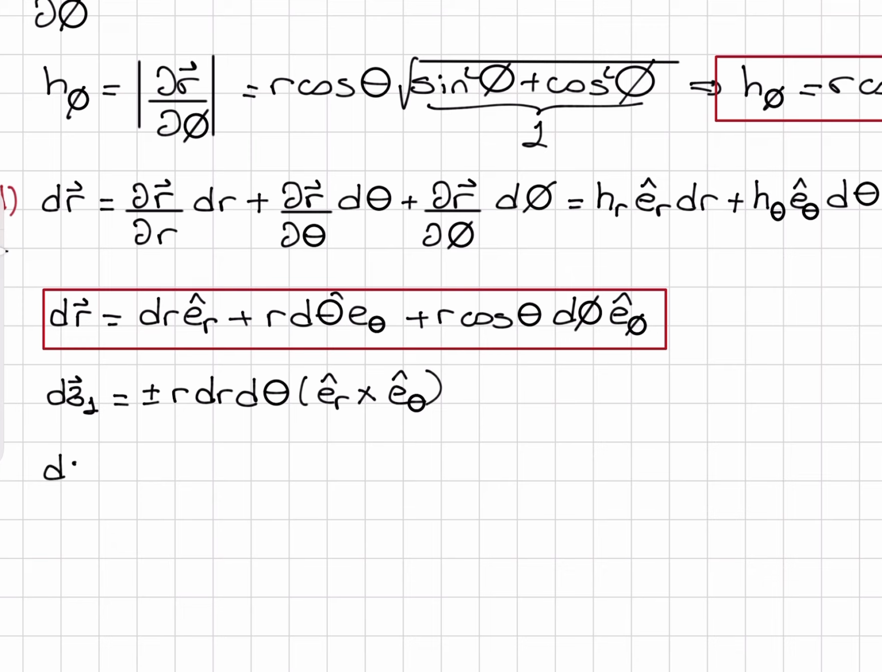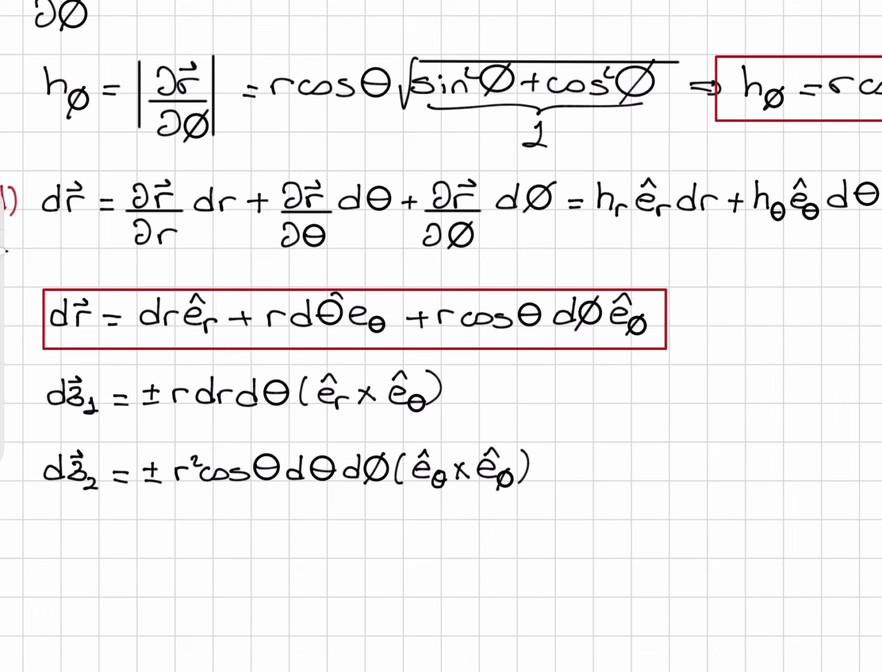d sigma 2 is now going to theta and phi, plus or minus depending on the geometry. Now we have h theta and h phi. h theta was r, h phi was r cosine theta. So it's r squared cosine theta d theta d phi, and then we have e theta hat cross e phi hat.